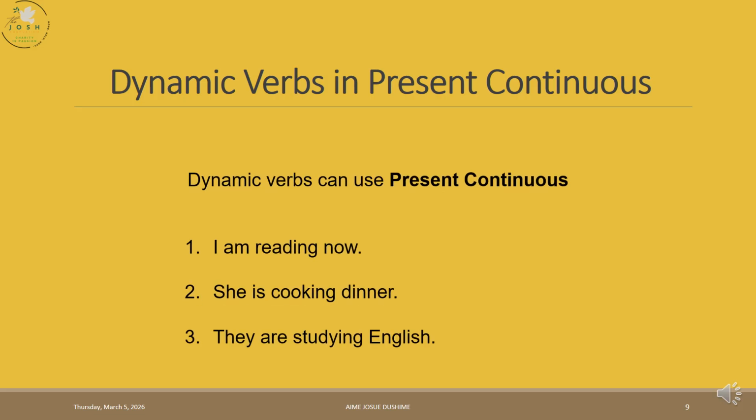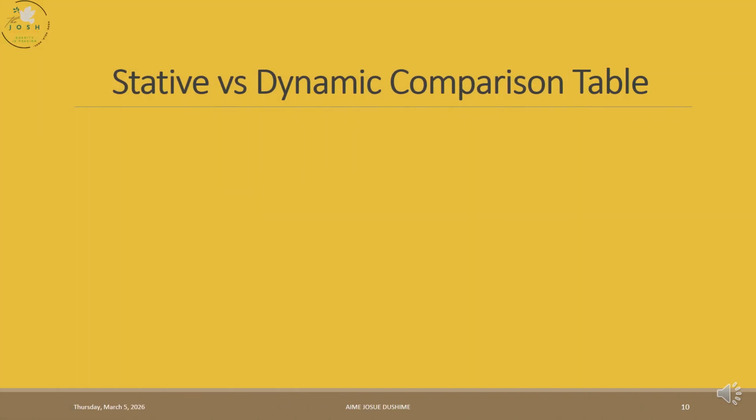Dynamic verbs in the present continuous. Dynamic verbs can use the present continuous. I am reading now. She is cooking dinner. They are studying English. That's normal and okay to do that.